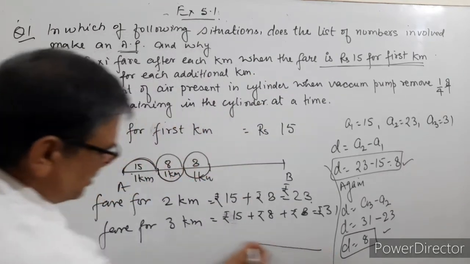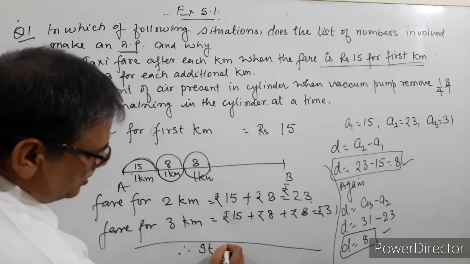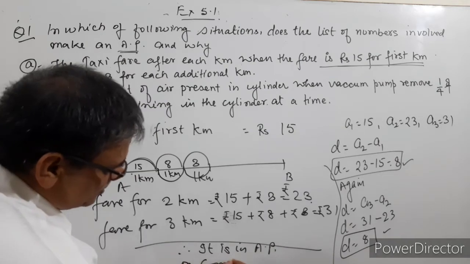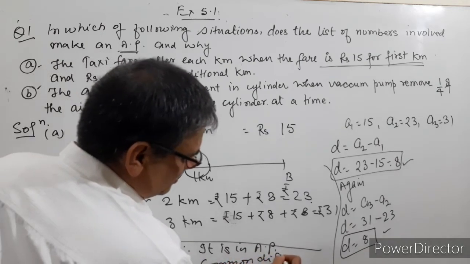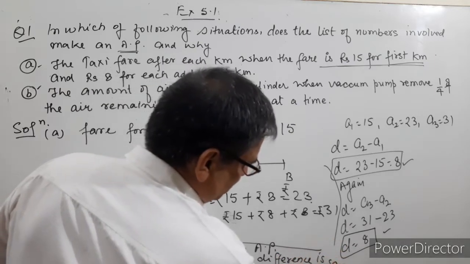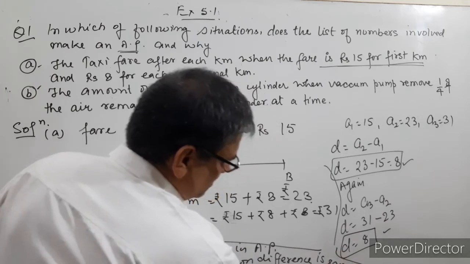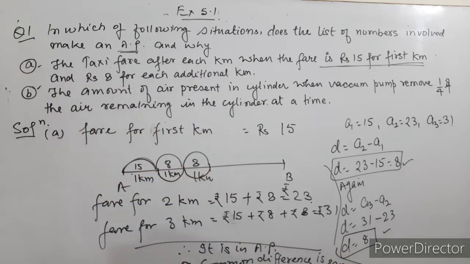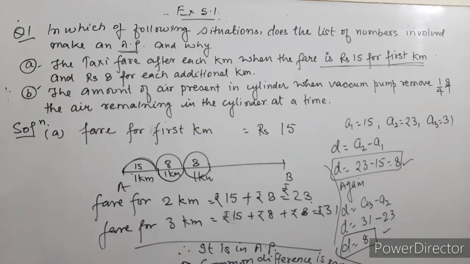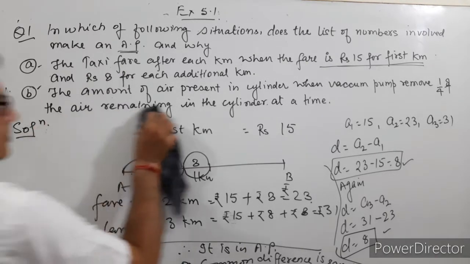Therefore, what we will write here is: therefore it is in AP because the common difference is the same. And this is the first part of the first question of Exercise 5.1. Now move to the second part, the B part. Is it clear?